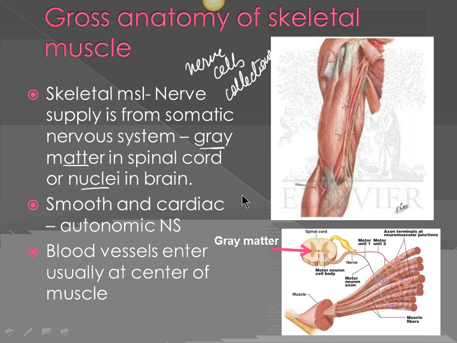And this image here is showing you the spinal cord. So here you can see the spinal cord. This H-shaped area in the spinal cord is called gray matter. And from here, nerve fibers will start, a neuron, which is a nerve cell and its process. And that goes and supplies the skeletal muscle. So you can see, this is for the skeletal muscle. Smooth and cardiac, as I said, are supplied by the autonomic nervous system. When we do the autonomic nervous system, we'll go into more detail about that.